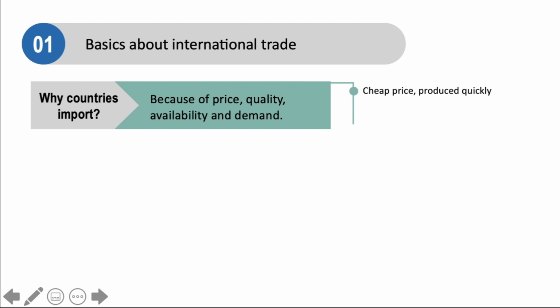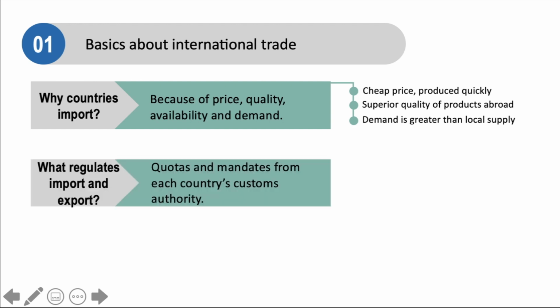The other one is that superior quality of products abroad is perceived by these countries. That is why they import. And the last one is when the demand is greater than the local supply and that particular country cannot produce locally, then they are left with the choice to import from other countries. Now, what regulates import and export?